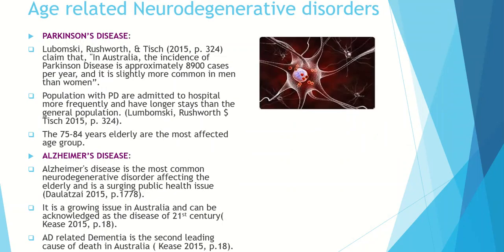The third one is age-related neurodegenerative disorders. There are a few neurodegenerative disorders in the elderly, and I have chosen the most common ones in the elderly population. The first one is Parkinson's disease.